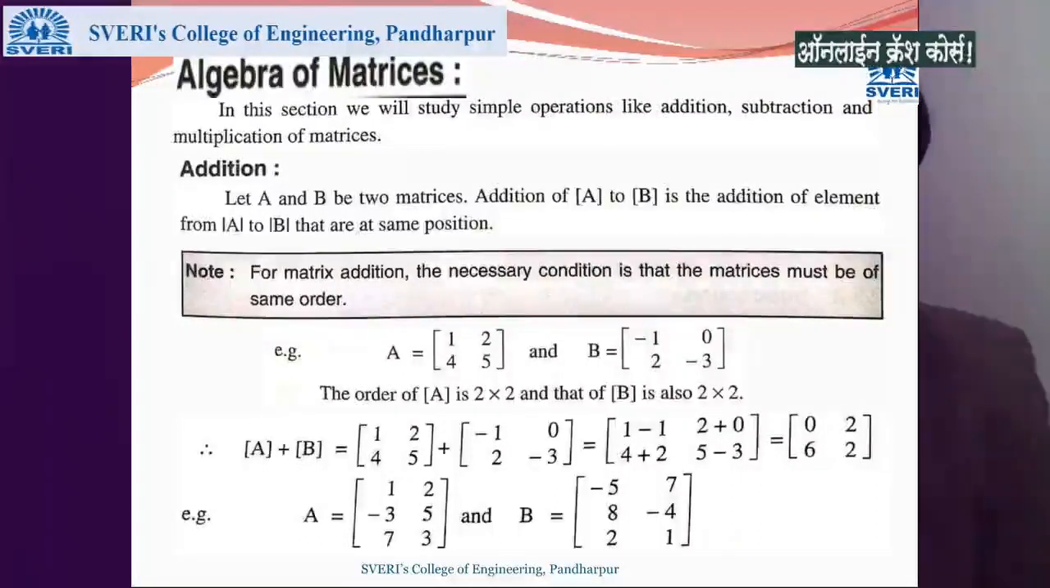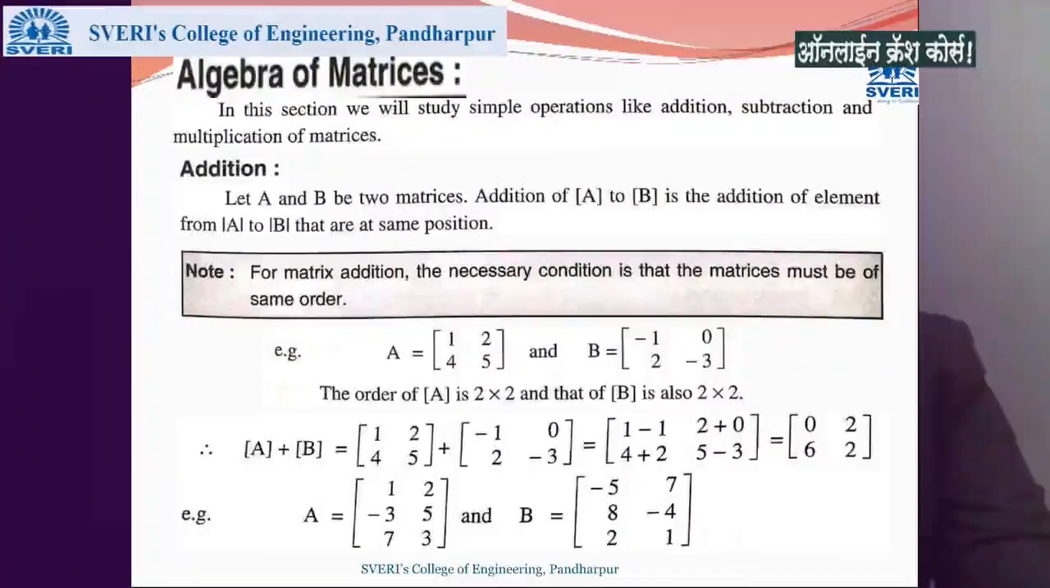There is a basic condition to add two matrices. For matrix addition, a necessary condition is that the matrices must be of the same order. If they are of the same order, then and only then can they be added.